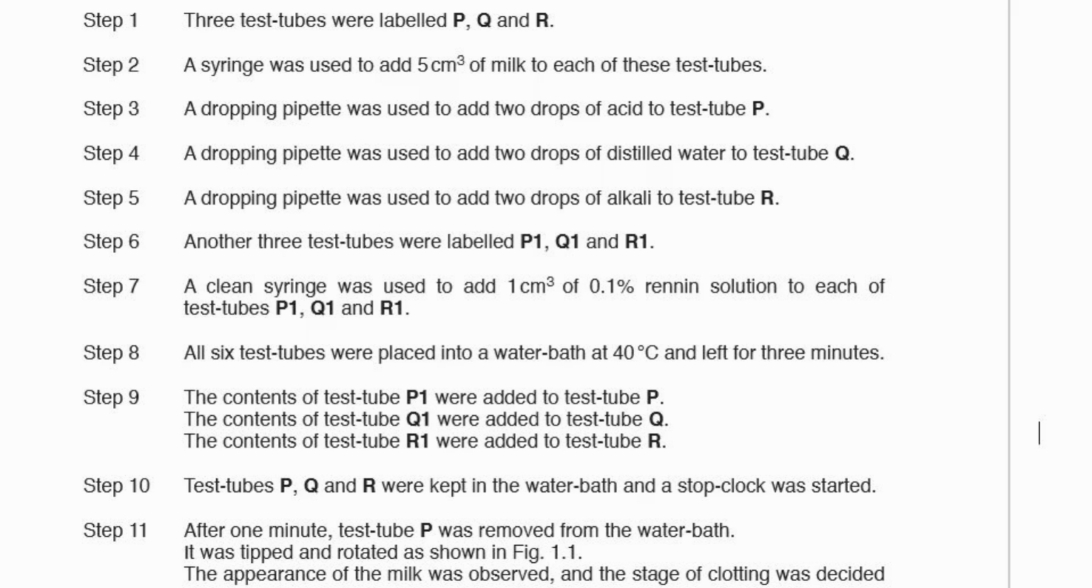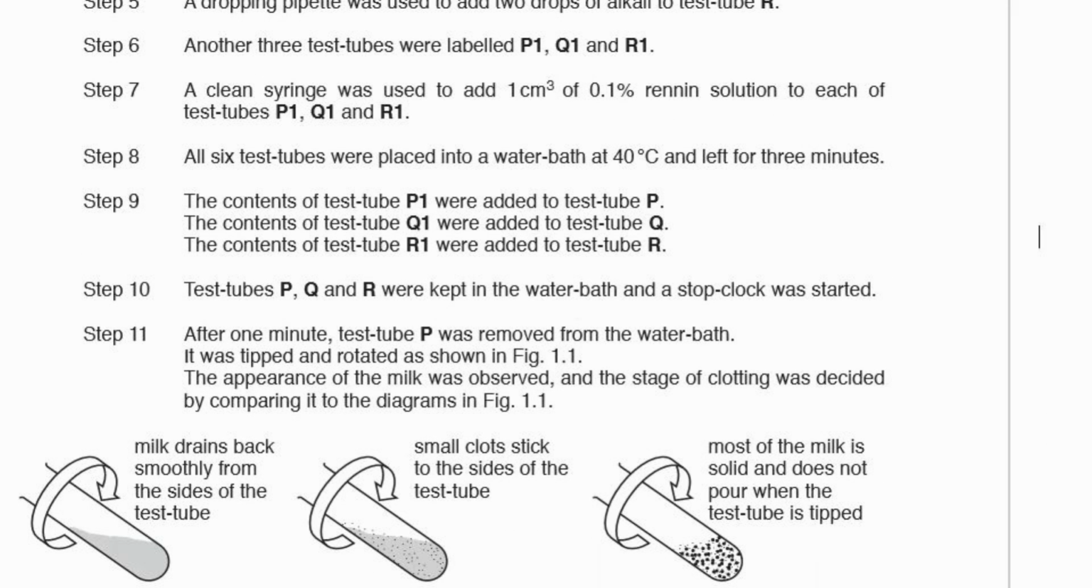Step 9. The contents of test tube P1 were added to test tube P. The contents of test tube Q1 were added to test tube Q. And the contents of test tube R1 were added to test tube R. Step 10. Test tubes P, Q, and R were kept in the water bath and a stop clock was started. Step 11. After 1 minute, test tube P was removed from the water bath.